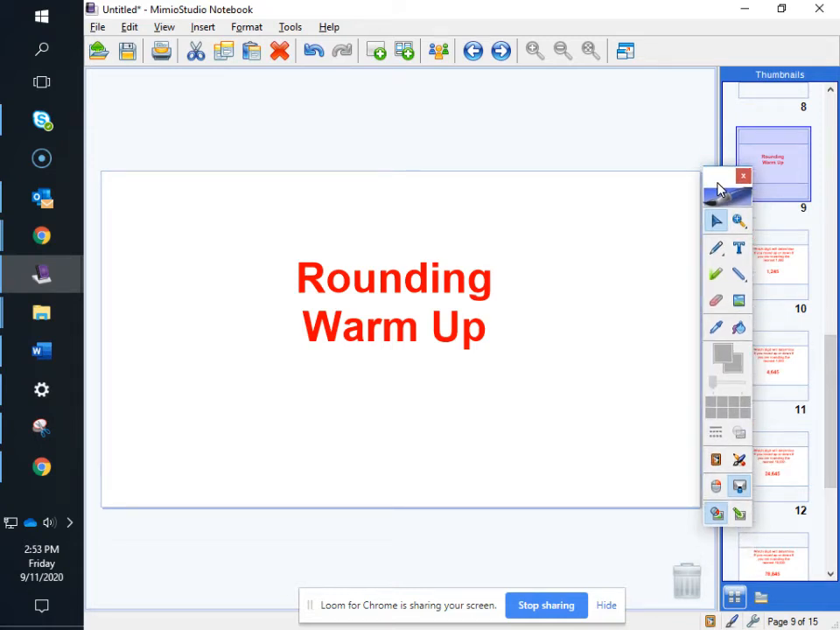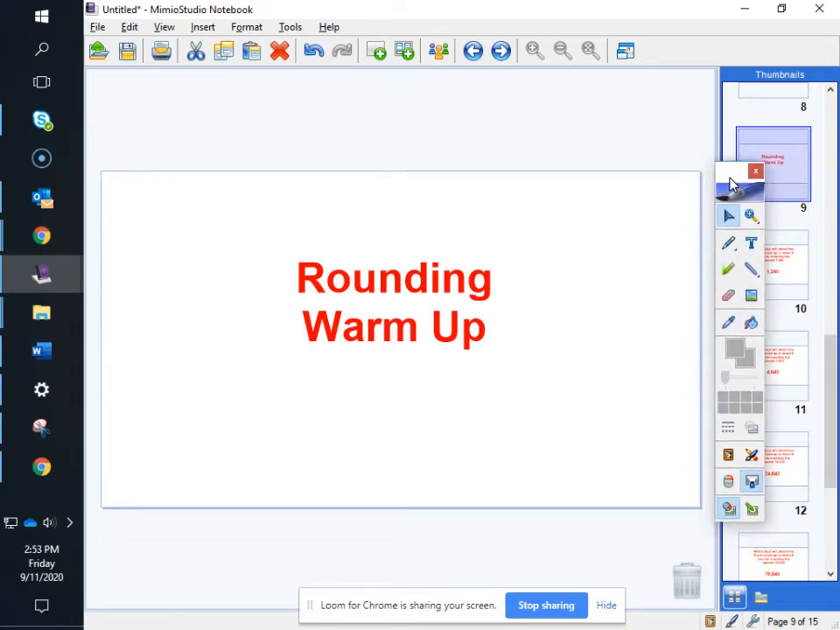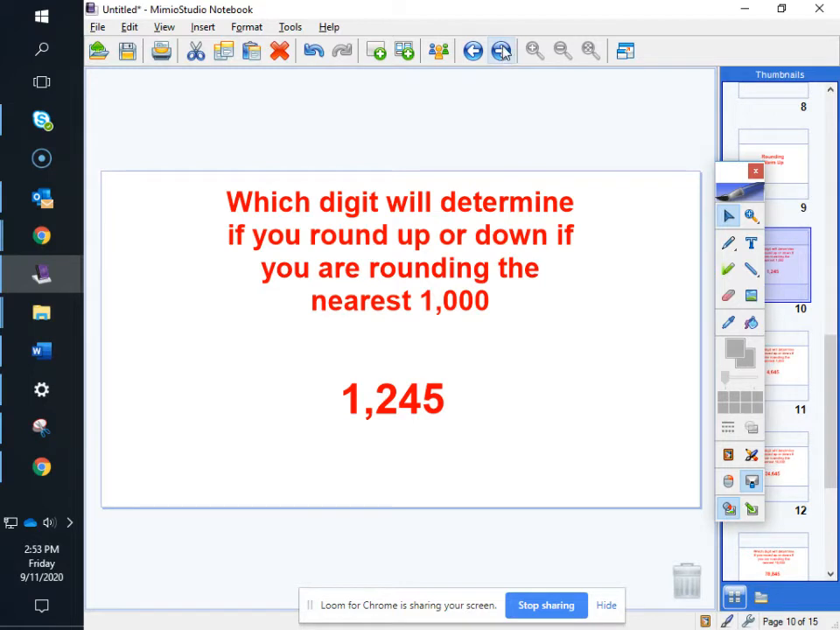I just wanted to make this little video to help you with the second version of our rounding warm-up. Last levels, you determined which digit was in each place value. Now we're going to try to help you understand which number you're going to use to tell you to round up or down. It's a little bit more complicated than it sounds, so bear with me for a second. It says which digit will determine if you round up or down if you're rounding to the nearest thousand.